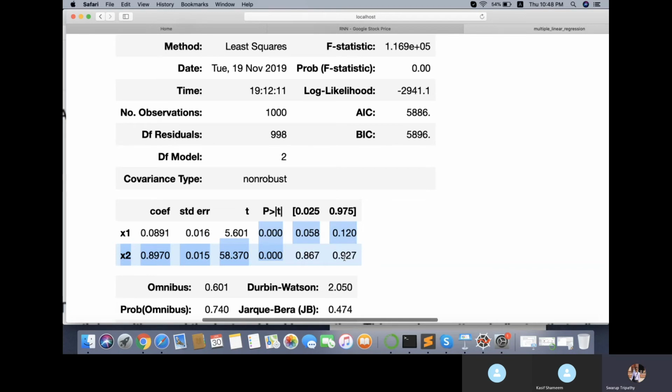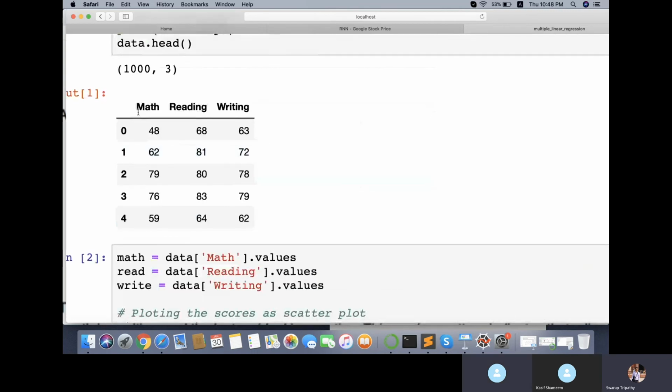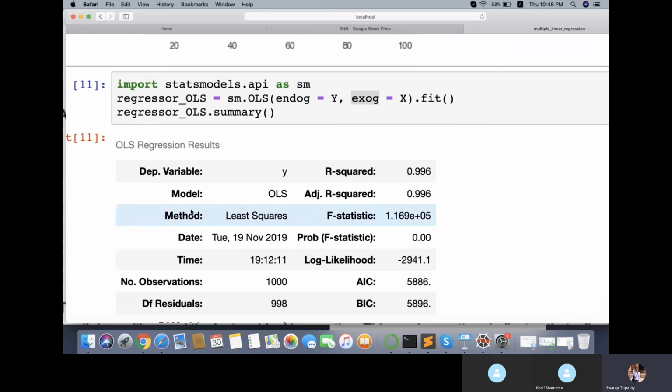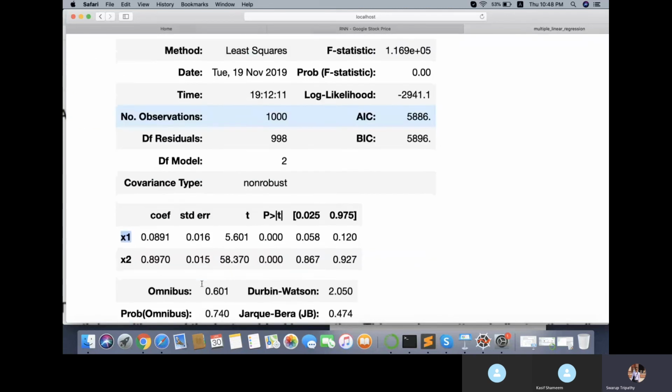Are you guys able to understand? No, I didn't understand the X1, X2 part. You didn't understand x1, x2? See, x1 and x2 are nothing but your independent variables. Are you getting that? I got it. No, see, x1 is your math and x2 is your read. There were two independent variables. The first one was math, I guess. Let me check. Yeah, the first one was math, so x1 is math and x2 is read.